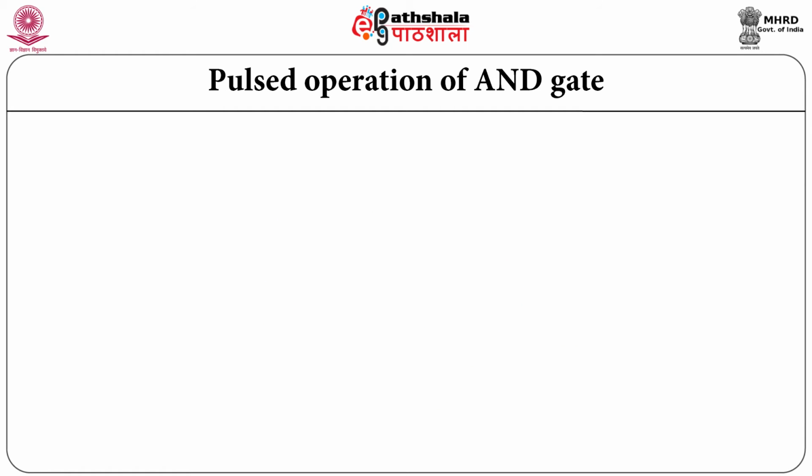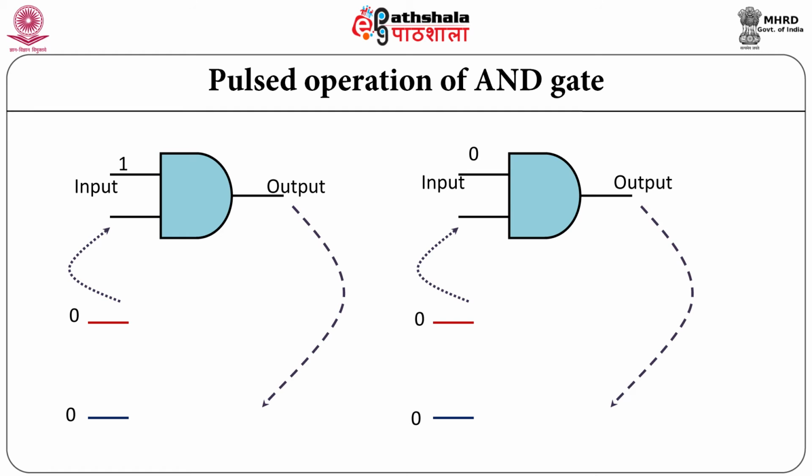Let us now study the pulse response of AND gate. In order to study the pulse response, it is important to look at the inputs of the gate with respect to each other to determine the output level at any time. Let us consider two AND gates with one of the inputs fixed and tied to either 0 or 1, and pulse waveform is applied to the other input.